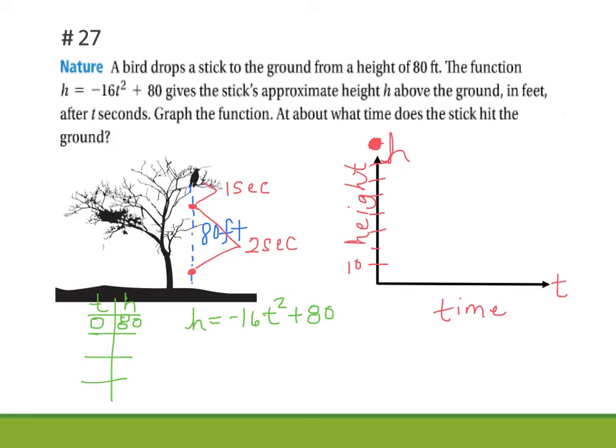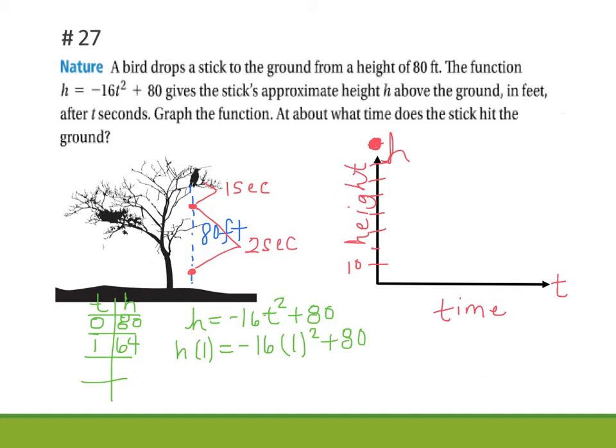And if t equals 0, negative 16 times 0 squared is 0, and 0 plus 80 is 80. Now at 1 second, I'm going to evaluate this function for 1. So evaluating a function, we use function notation. h of 1 is equal to negative 16 times 1 squared plus 80. Well, that's negative 16 plus 80, and negative 16 plus 80 is 64. So in the first second, the stick is going to drop 16 feet.